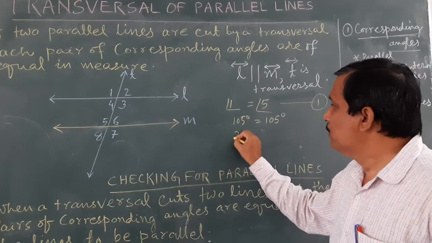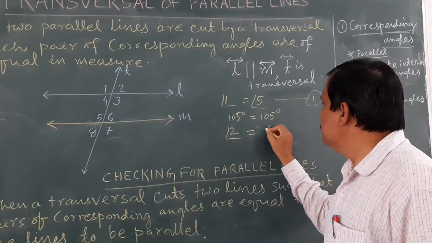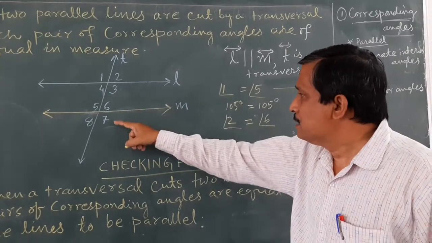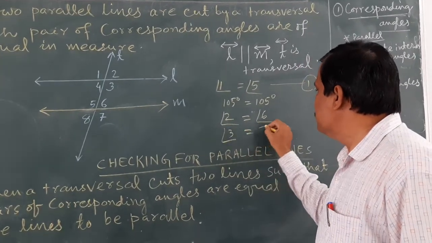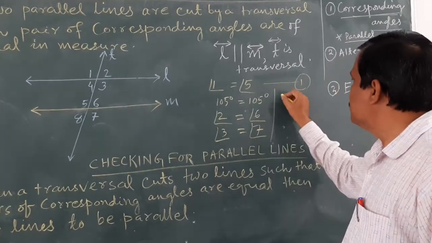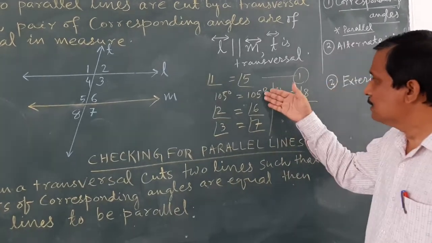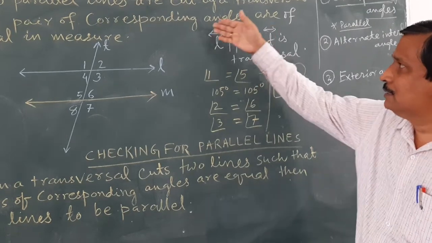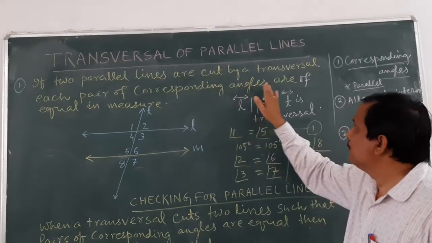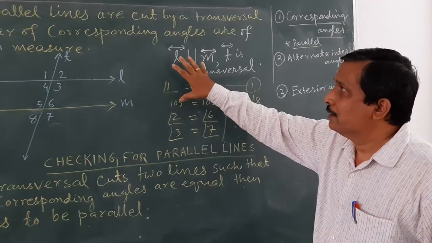Similarly, angle 2 corresponds to angle 6. So angle 2 is also equal to angle 6. Similarly, 3 and 7, angle 3 corresponds to angle 7. Again, angle 4 corresponds to angle 8. So automatically these angles are related with each other by this theorem, that when it is cut by the transversal, then automatically the corresponding angles are of equal measure. So this is the first criteria.